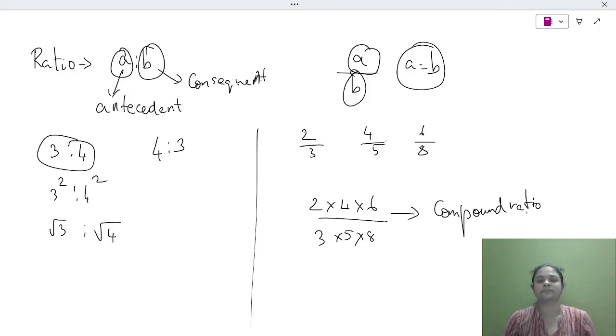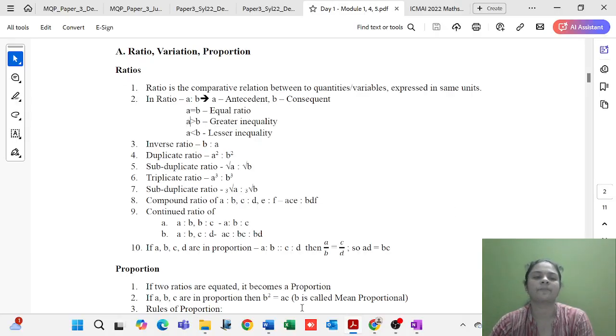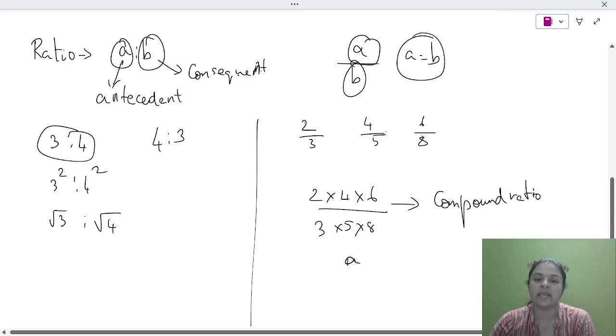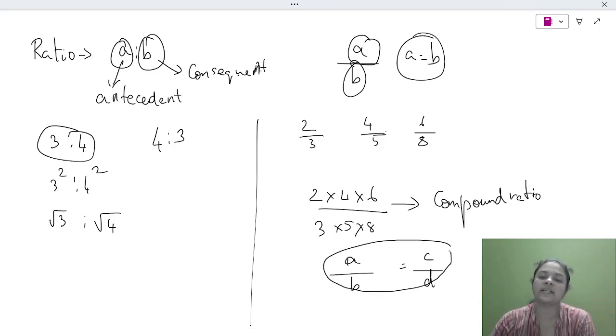Is that clear? And then comes the last, when two ratios are equated, say a by b is equal to c by d. Now this leads us to the next learning area, which is called proportion. So when we relate two variables, then it is a ratio. When we relate two ratios together, then it becomes a proportion. Okay?